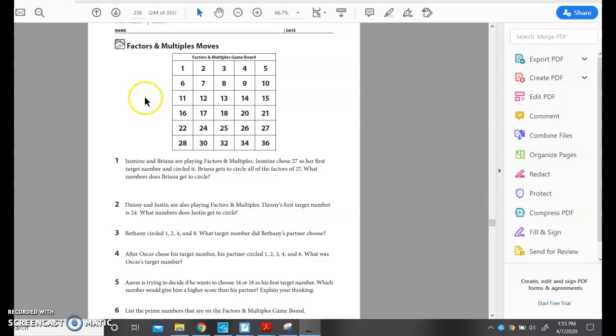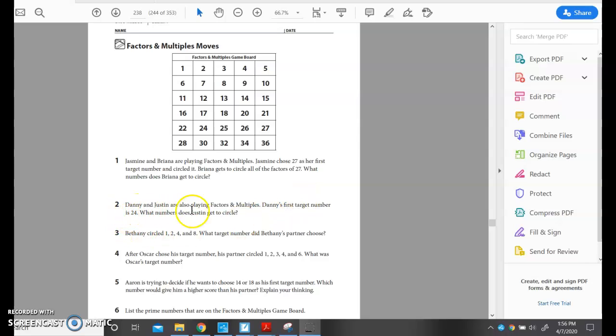All right, so what you're going to do today is you're going to look at your factors and multiples game board. And then you have some scenarios. 1. Jasmine and Brianna are playing factors and multiples. Jasmine chooses 27 for her first target number and circled it. Brianna gets to circle all the factors of 27. What numbers does Brianna get to circle? Okay, so what are the factors of 27 on this board? What I might do is I might make a factor rainbow to help you.